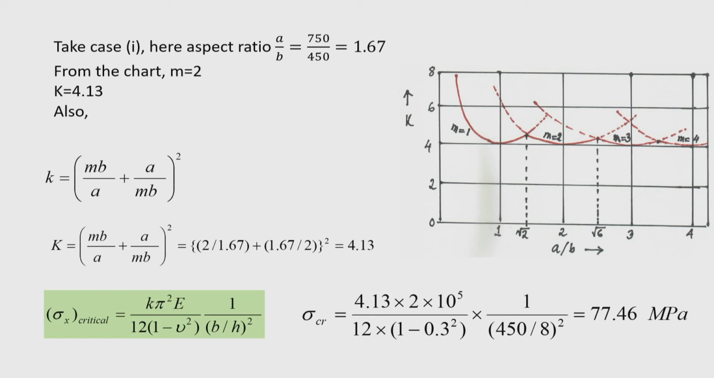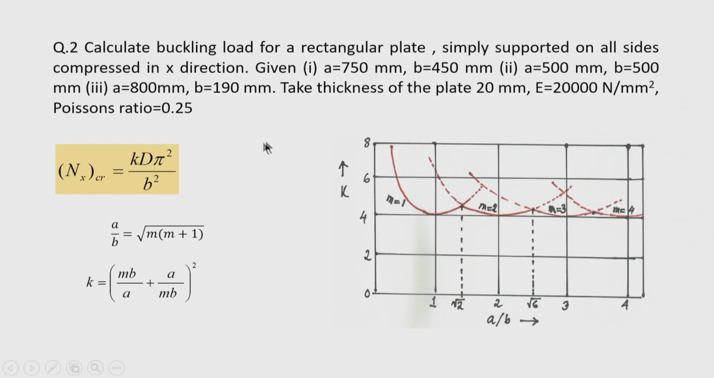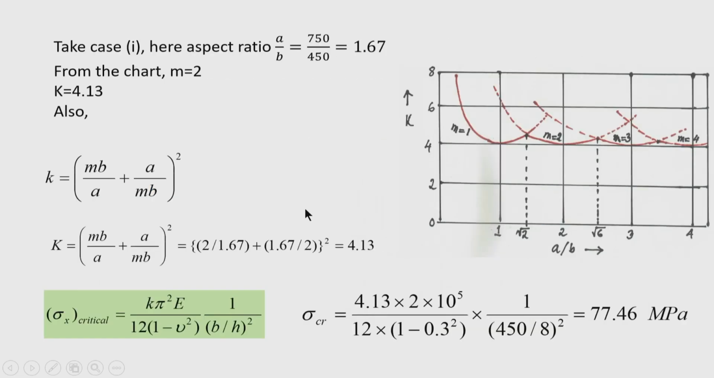Here the thickness of the plate, instead of 20 mm, I have taken 8 mm for calculation purpose, because a 20 mm plate is too thick and thick plate behavior may come. So, therefore, for thin plate buckling I have changed the thickness of the plate to 8 mm. Okay. Now, take case 1. Case 1 aspect ratio a by b is 750 by 450.